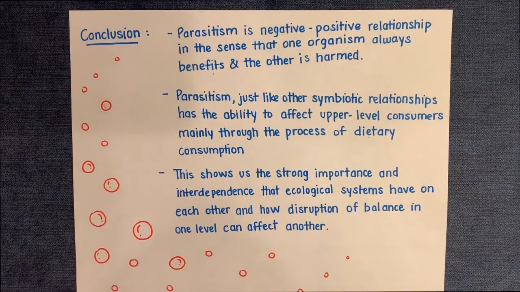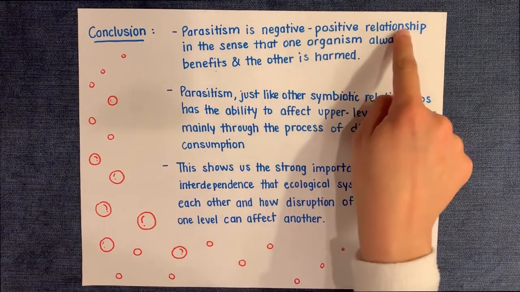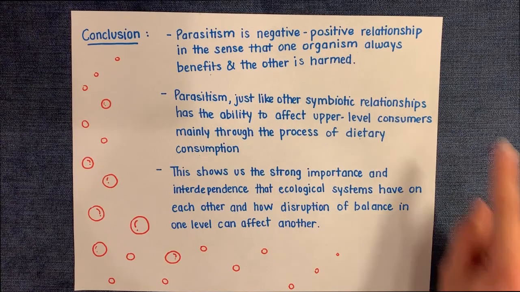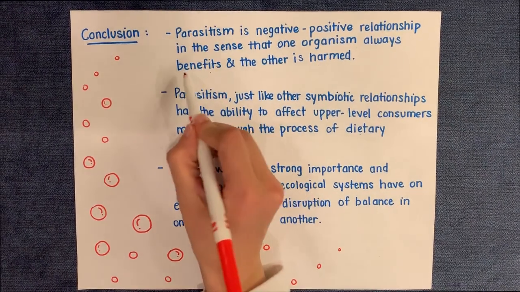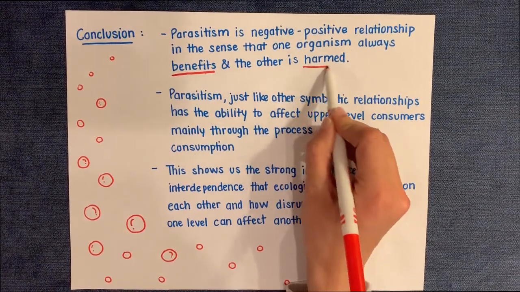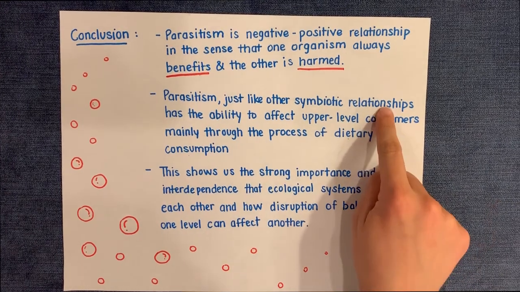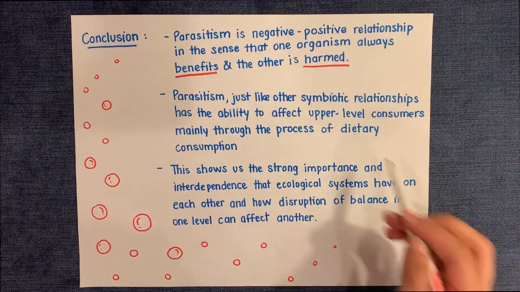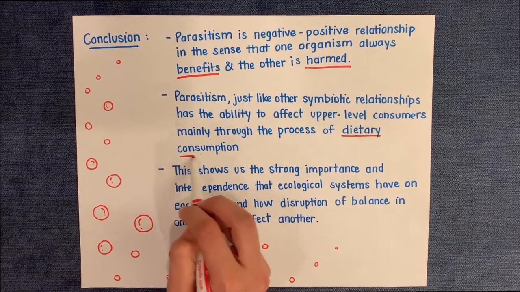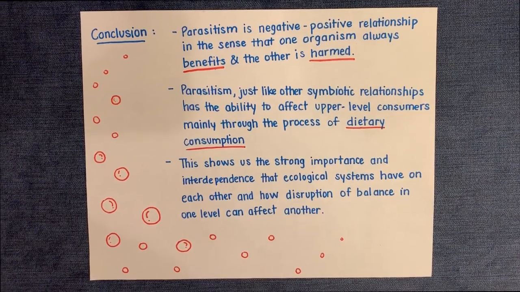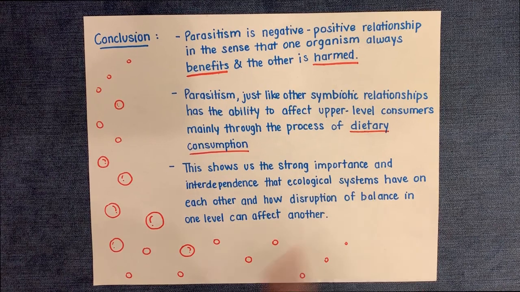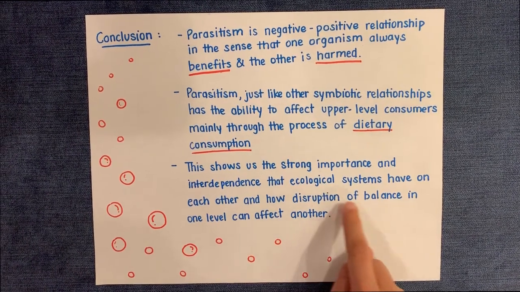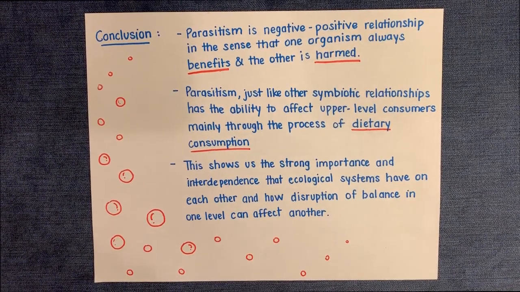In conclusion, parasitism is a negative-positive relationship in the sense that one organism always benefits and the other is harmed. Parasitism, just like other symbiotic relationships, has the ability to affect upper-level consumers, mainly through the process of dietary consumption. This shows us the strong importance and interdependence that ecological systems have on each other and how disruption of balance in one level can affect another.